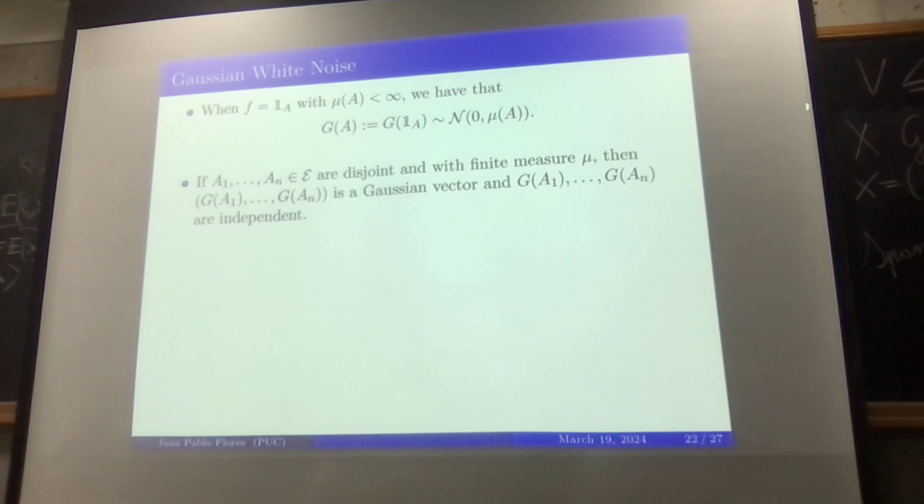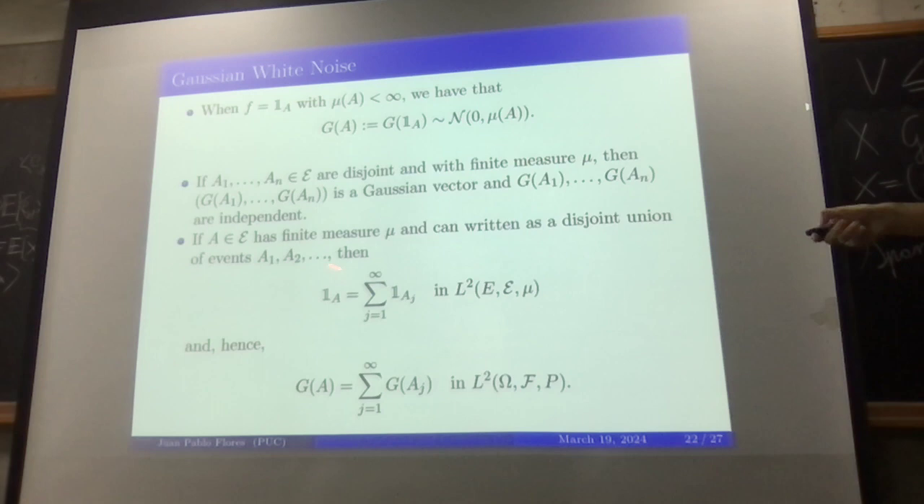And finally, if we can decompose a set A of finite measure into a disjoint union of other measurable sets, well, first we have that the indicator function can be seen as this limit, as this series that converges in L2. And this also implies that we can see G of A also as a series that converges in L2.